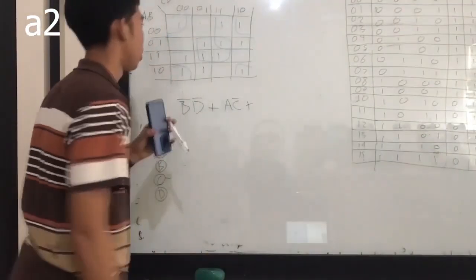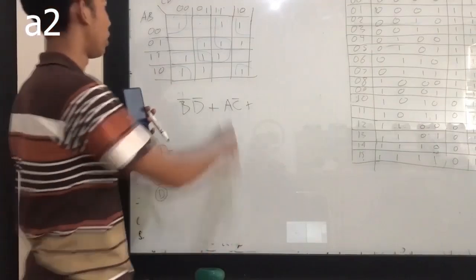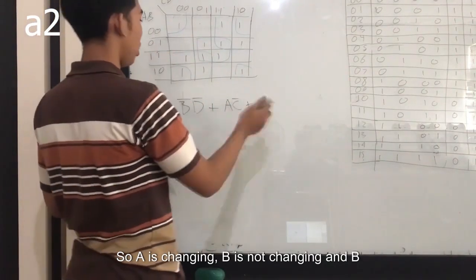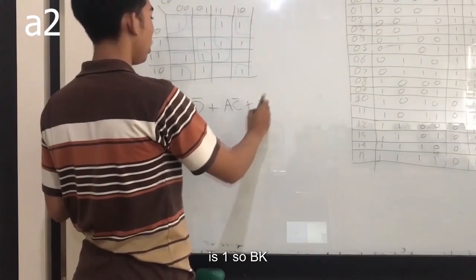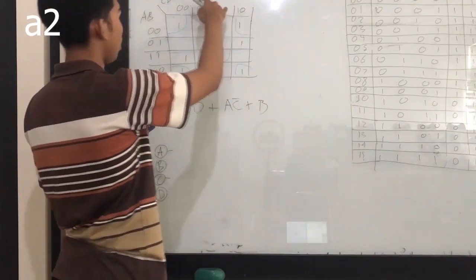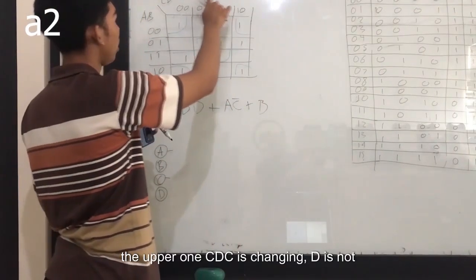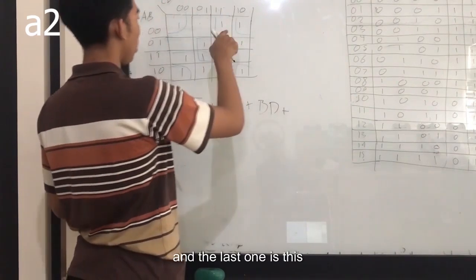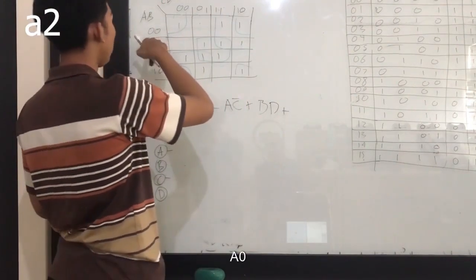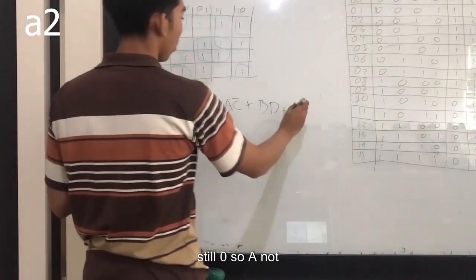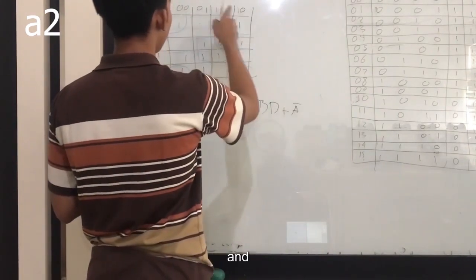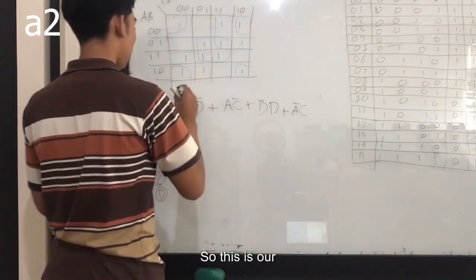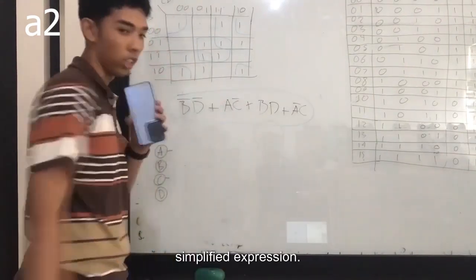Okay, let's now go to the second group. A is changing, B is not changing, and B is 1, so B. Okay, the upper one, CD. C is changing, D is not, and D is 1. So B, D. And the last one is this. A is still 0, so A not. And C is 1 and not changing, so A inverse, C. So this is our simplified expression.